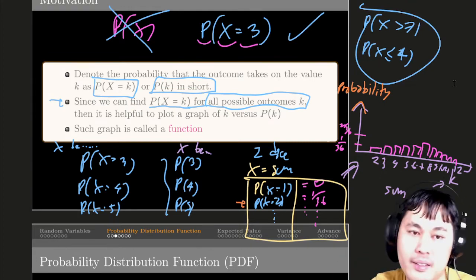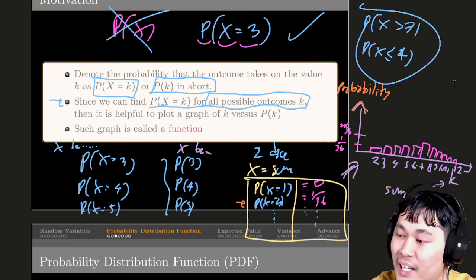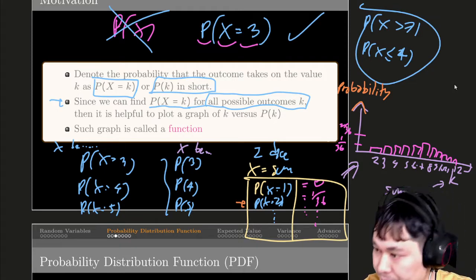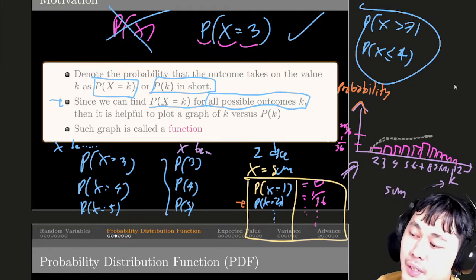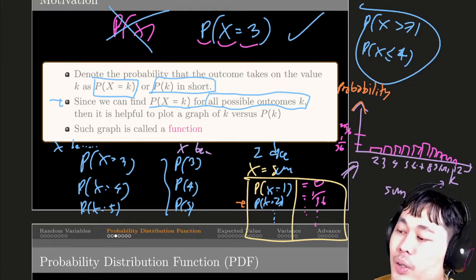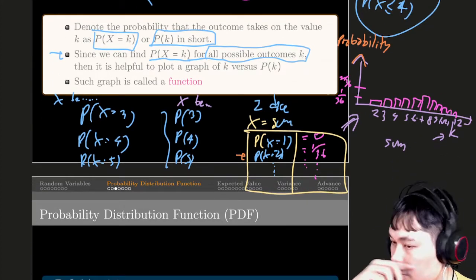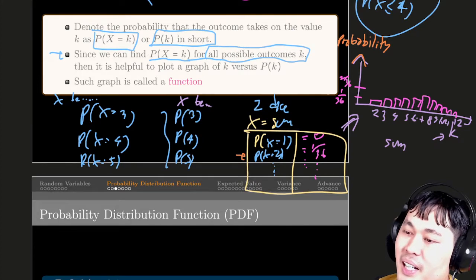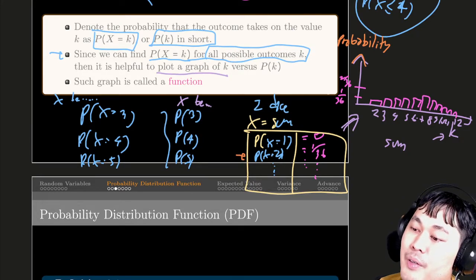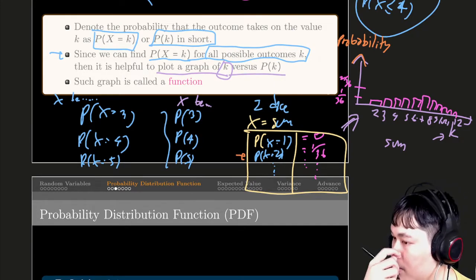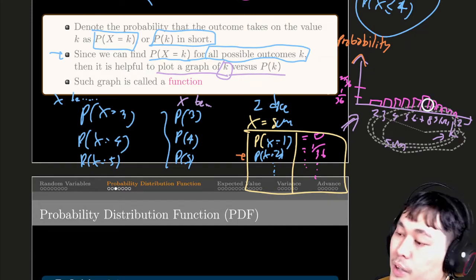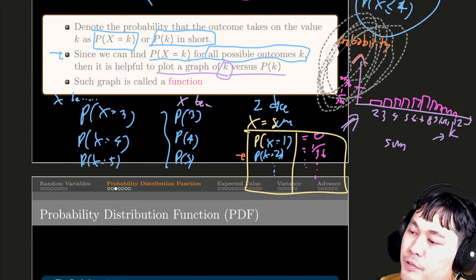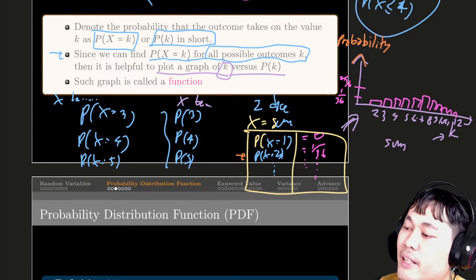And also we can then compare the likelihood of each event, whether it's lowest, whether it's highest, whether it's equal to something else. So that's what we do here in the second part. Is it helpful to plot a graph of k versus p of k? The value of the random variable, and the probability for that variable to equal that value?